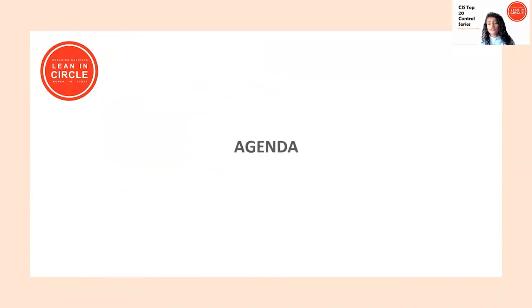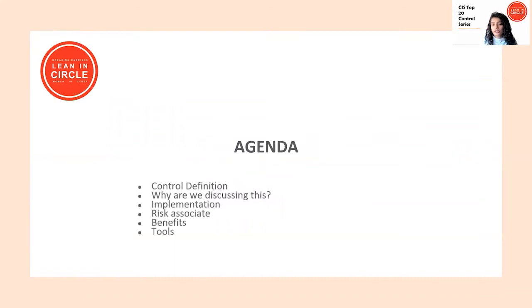So before we get started, let me give you a brief overview of the agenda of today's talk. So we are going to discuss the control definition, and why are we discussing this? That has something to do with the requirement, and I'll be saying why because I almost always have a why question. Then implementation, then risk associated. The implementation has different groups, and we are also discussing sub controls. Then the risk associated with the control, the benefits the control has, and the tools.